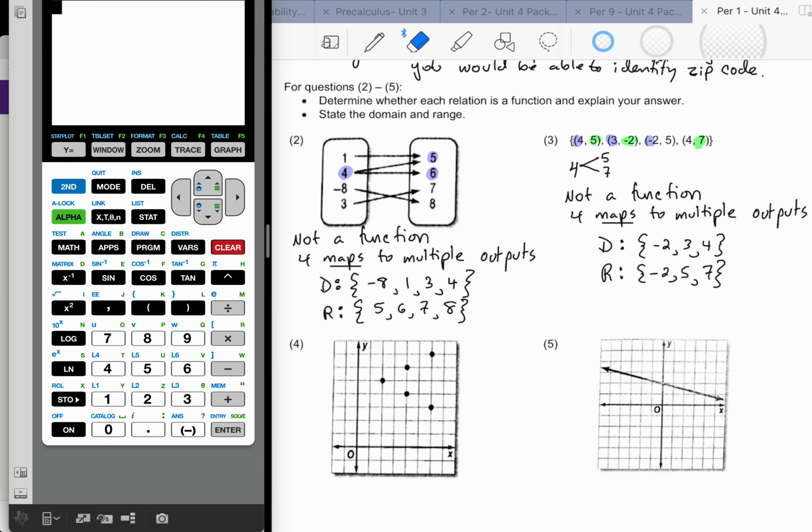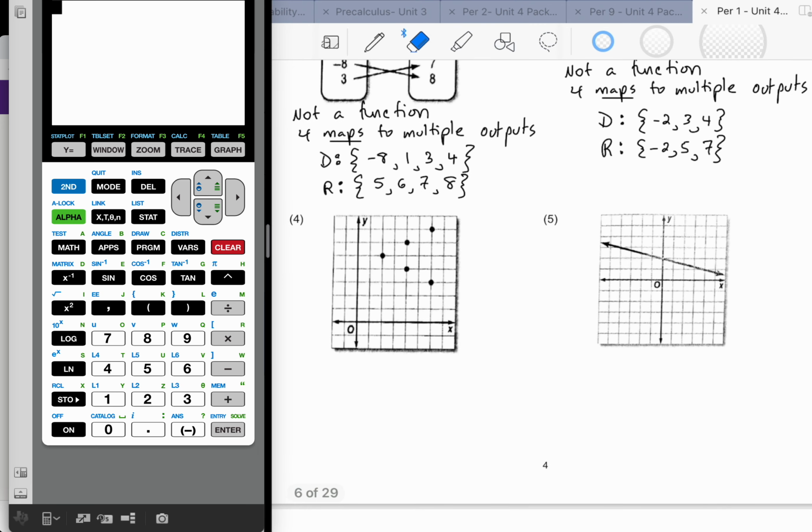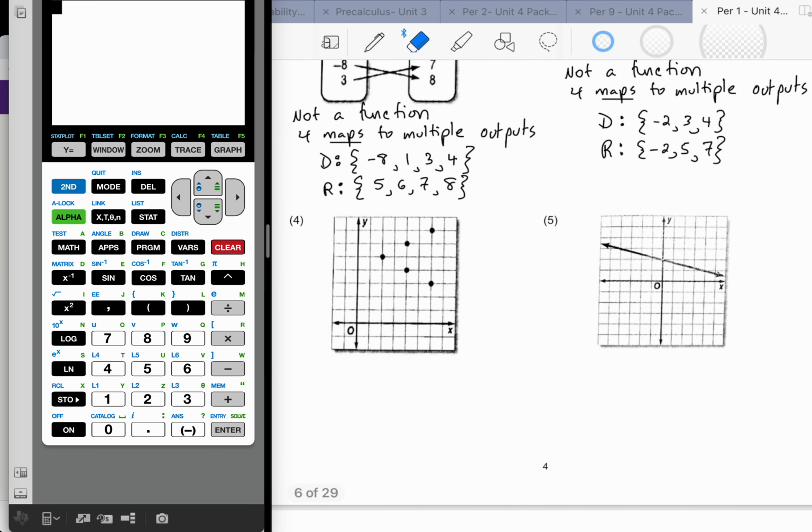All right. The last couple of questions, not too bad, because when it comes to identifying whether or not a relation is a function graphically, it's a matter of applying the vertical line test. So I'd slide or drag my vertical line through the graph and see if it ever intersects with a point more than once. It does right here. So this is not a function.